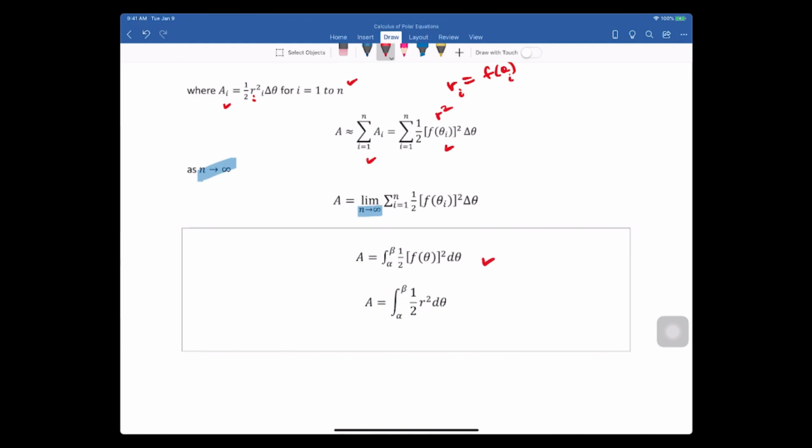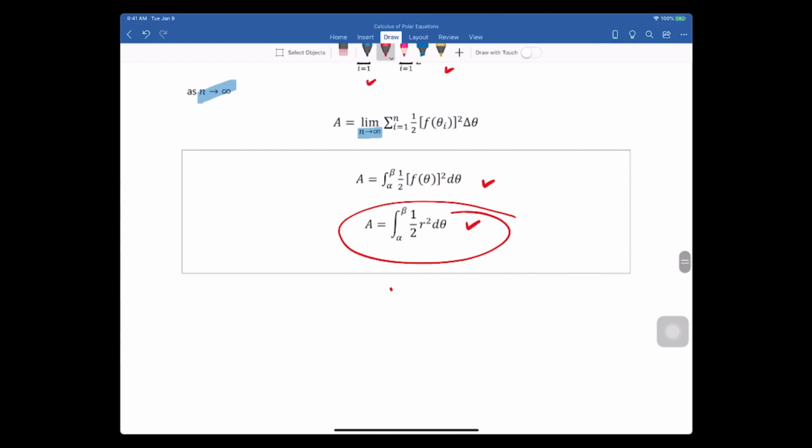Okay, it's 1/2 r squared d theta. That's kind of how I remember this. And of course, r is a function of theta. And this is going to give us how to find area over an interval where the angle is going to be between alpha and beta. Okay, so here's where we're starting.